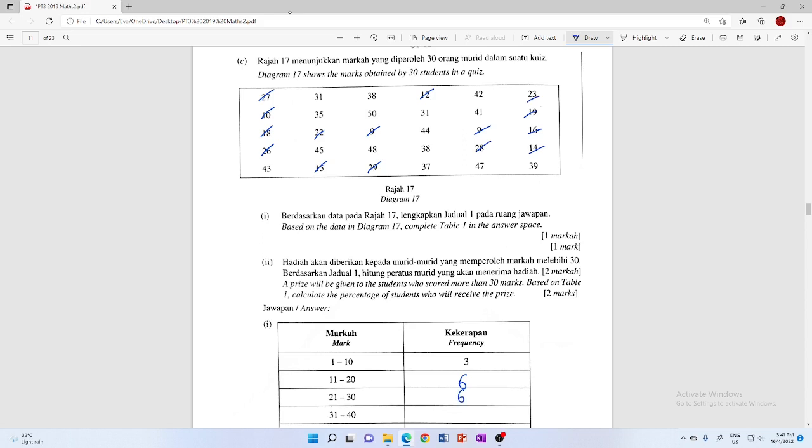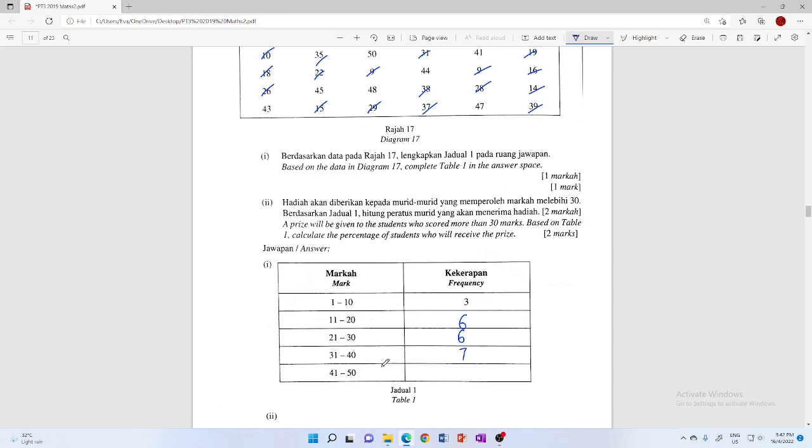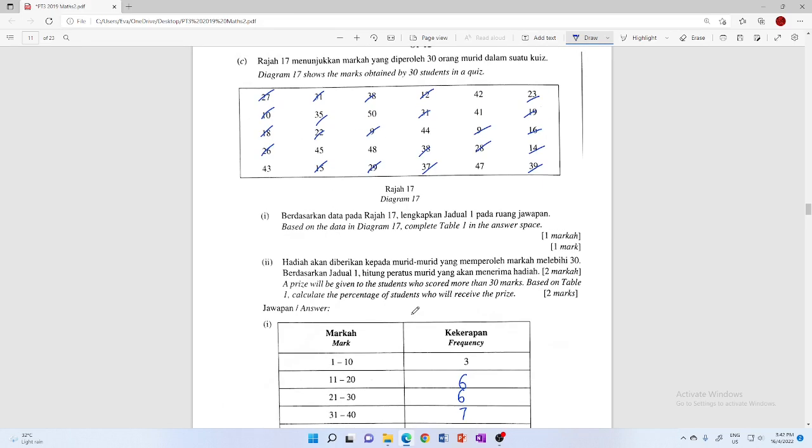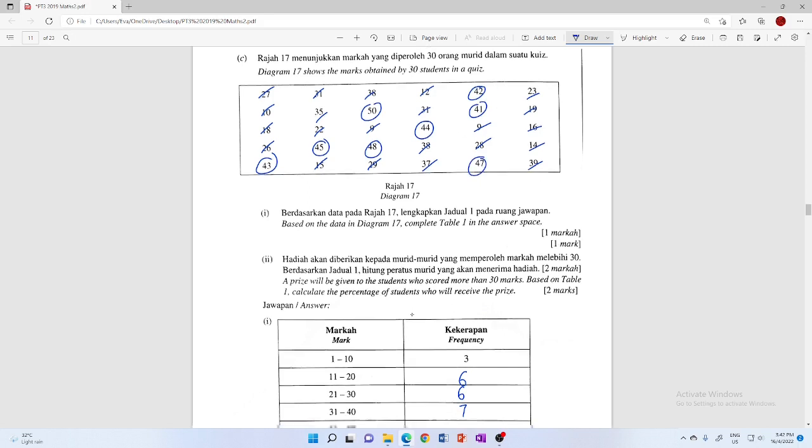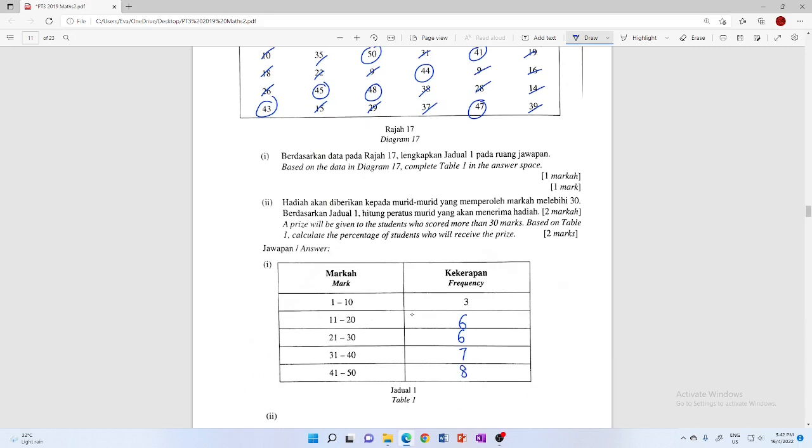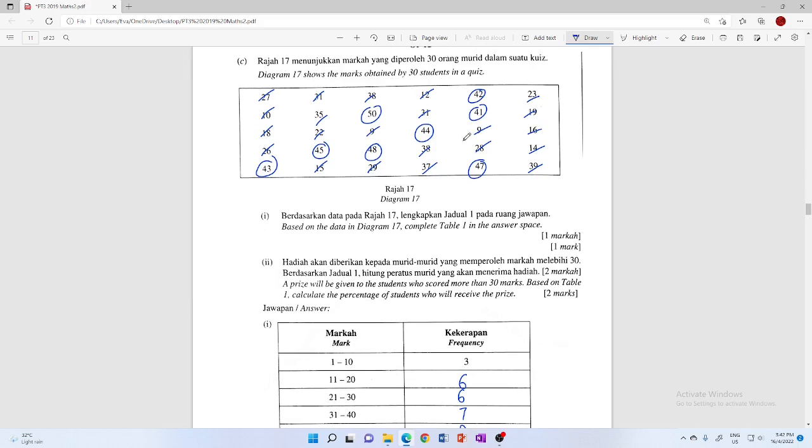31 to 40: 1, 2, 3, 4, 5, 6, 7. So 7. And for 41 to 50, which is the remaining: 1, 2, 3, 4, 5, 6, 7, 8. So there are 8. And you can double check by totaling all these numbers, which will be equal to 30, because there are 30 students.